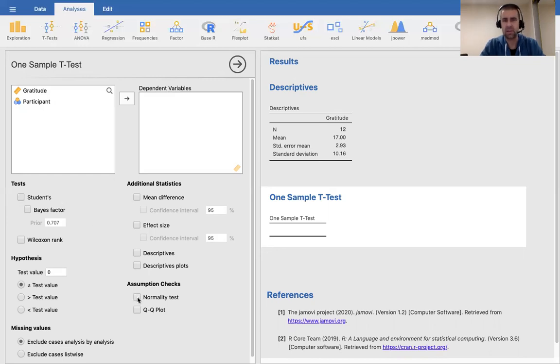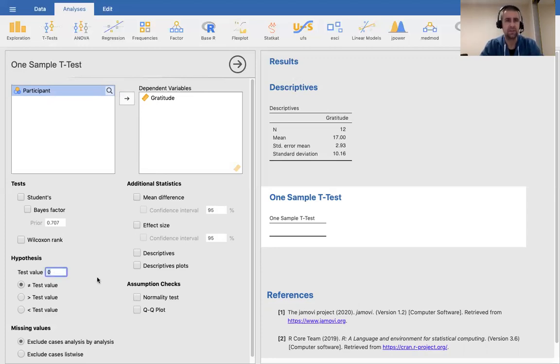The only assumption that we can really check here, because we don't have any variance assumptions that we can look at, we don't have a homogeneous variance estimate that we can compute, is the normality of this. So when I take the gratitude variable, which is my outcome of interest, and I put it in here, I want to do two things.